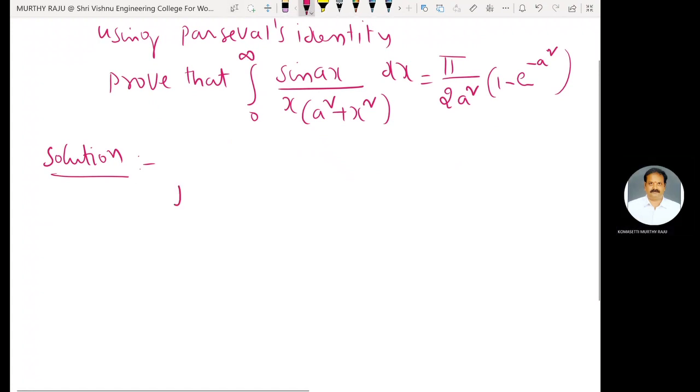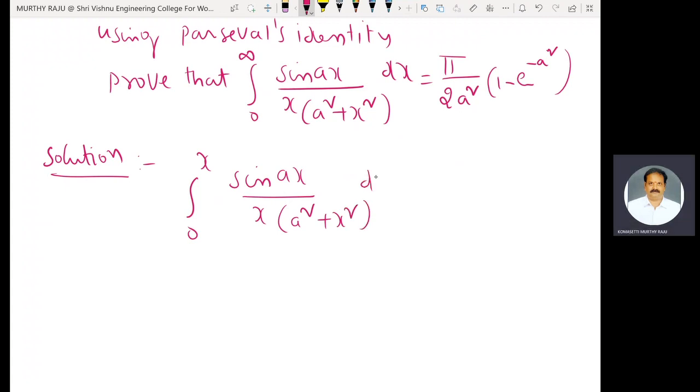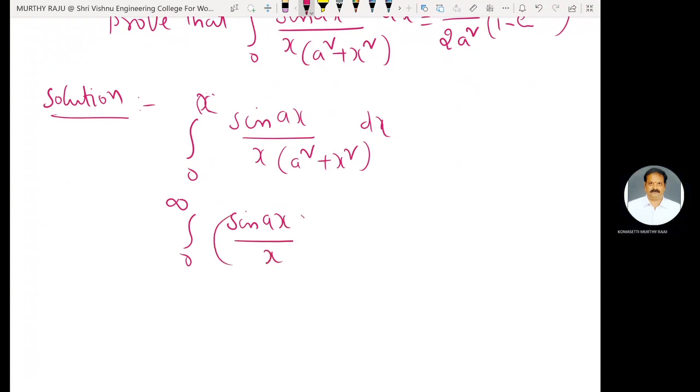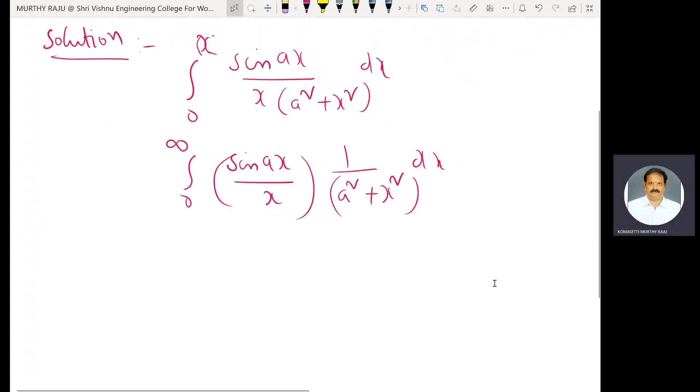This is the function f of x. This one is integral, not function. Consider the integral from 0 to infinity of sin ax by x into a square plus x square into dx. Here, this one is a combination of two functions. One function is sin ax by x. Another function is 1 by a square plus x square. F of x and g of x are two functions.